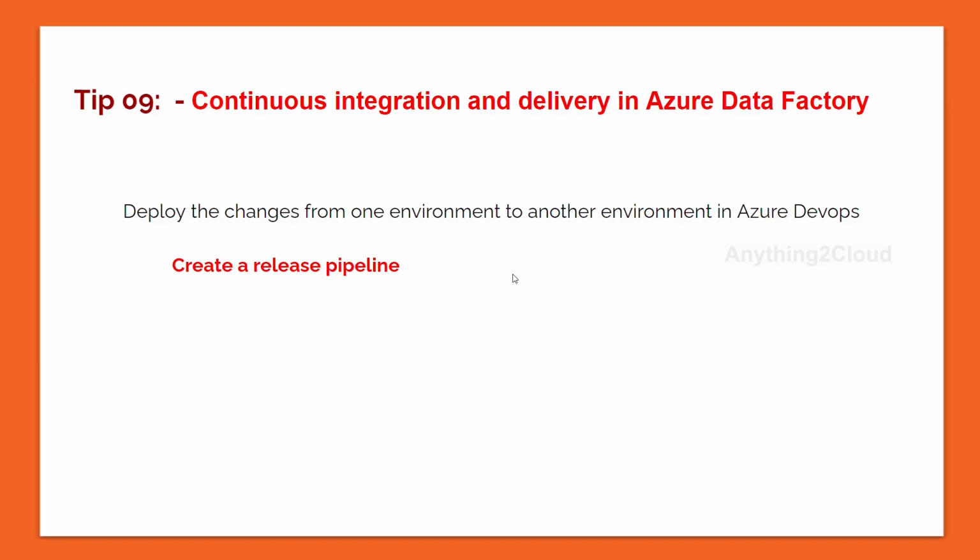For example, in case you have a dev environment, then you have a test, and then you have prod. Once you do all testing and all your code changes in dev, and the code is finalized, then you can use a release pipeline to push your code from dev to test and then test to prod.